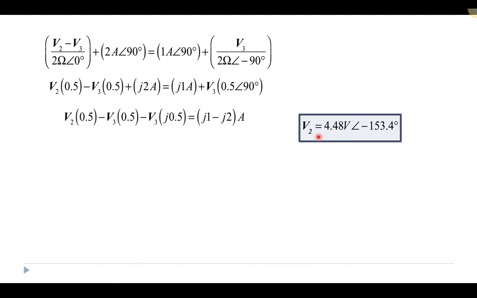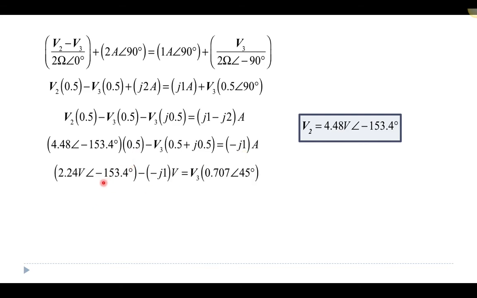I remember that I already found out what the voltage V2 was from the first node, and so I can use that here and plug it in. When I plug in that voltage V2, I have to multiply it by 0.5, and then I can also combine the two terms for the voltage V3. I have a real part that's 0.5 and an imaginary part that's 0.5. And then when I combine the two current pieces, I just have a negative 1J. When I multiply by 0.5, it gives me 2.24.